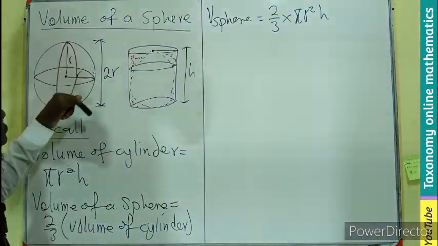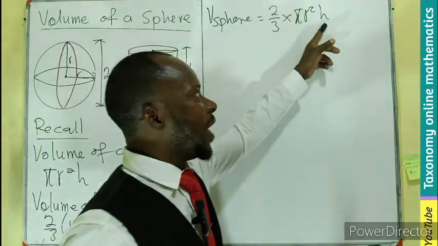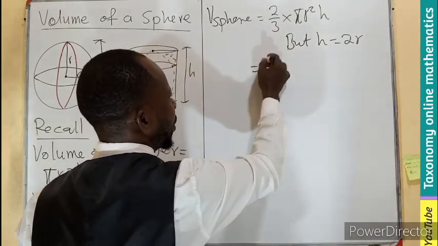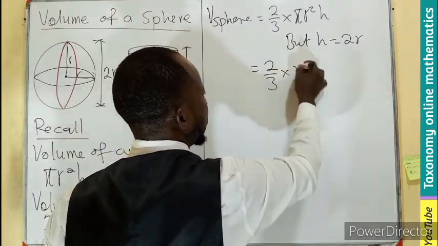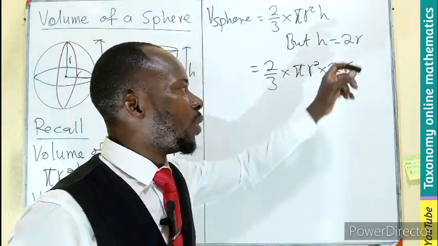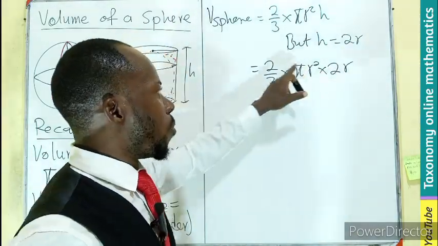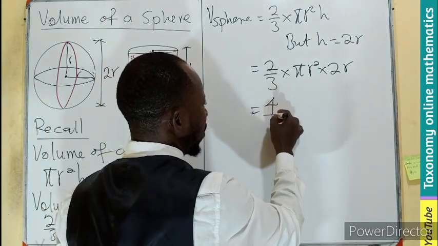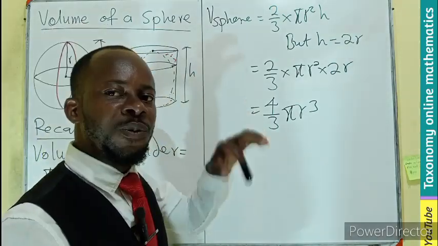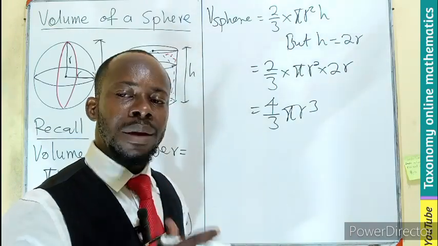But in this diagram, we have not introduced any h. Our height is 2r, so in place of h, we replace it with 2r. That means 2/3 times pi r squared times 2r. Here, r times r squared will be r cubed, and the 2 will multiply the numerator to give us 4 on 3 pi r cubed. So this becomes the volume of a sphere. The volume of a sphere is given by 4/3 pi r cubed.